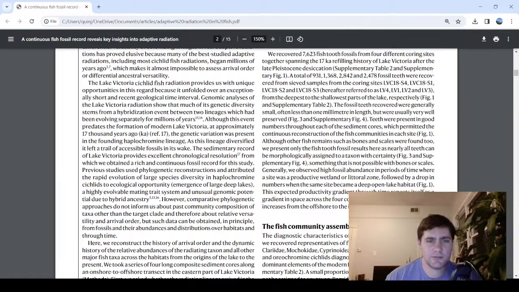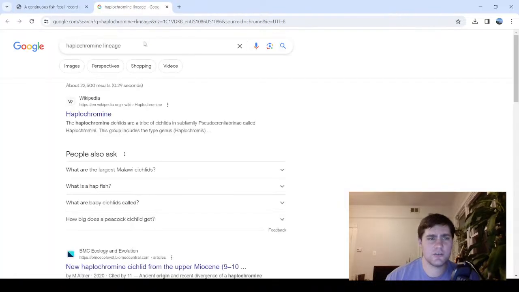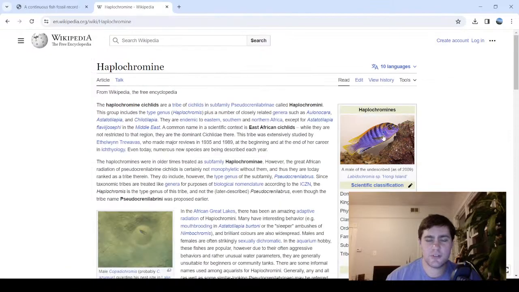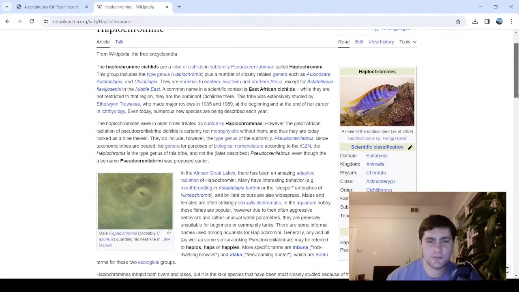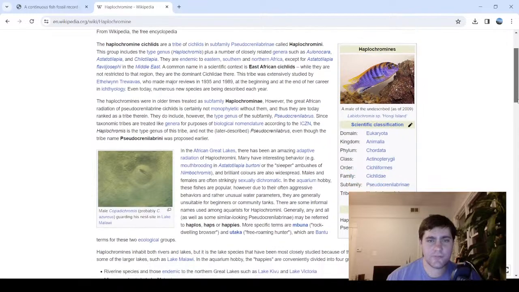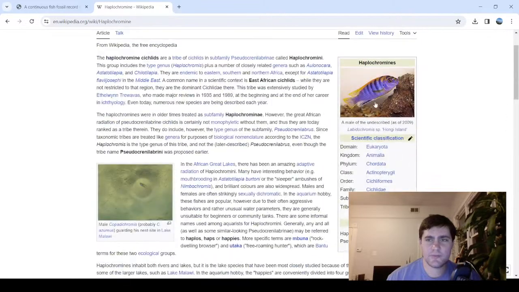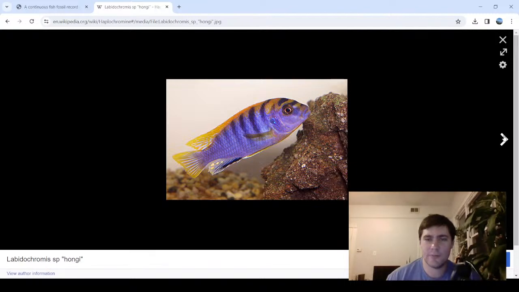What is that? Haplochromine lineage. The haplochromine cichlids are a tribe of the cichlid subfamily. These fish look really cool. Beautiful.